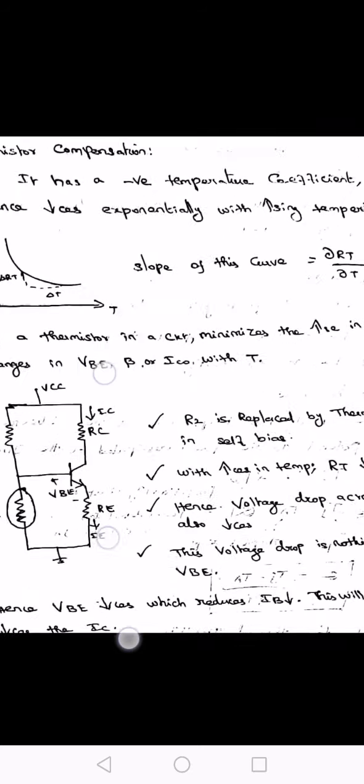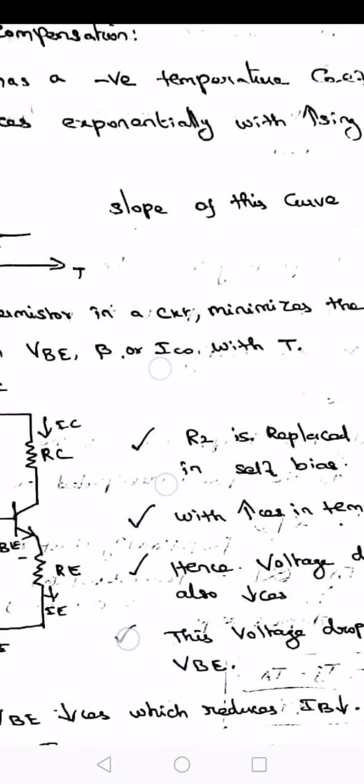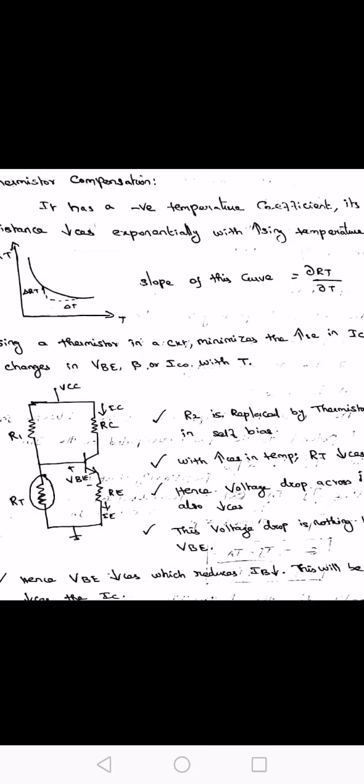So using a thermistor in a circuit, we minimize the increase in IC due to change in VBE, beta or ICO with the temperature. So here we are going to use the thermistor device. By using this device, we are going to compensate the increasing collector current due to this temperature parameter. So consider the voltage divider bias circuit. Here the R2 resistance is replaced by thermistor resistor RT.